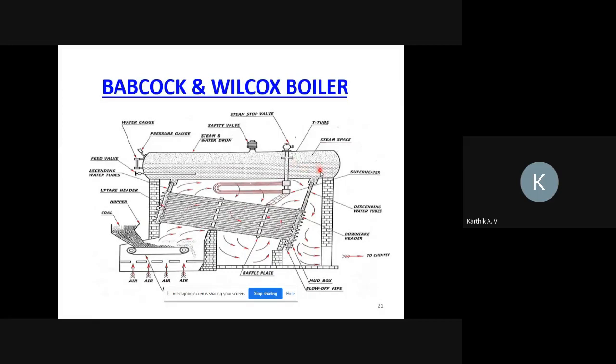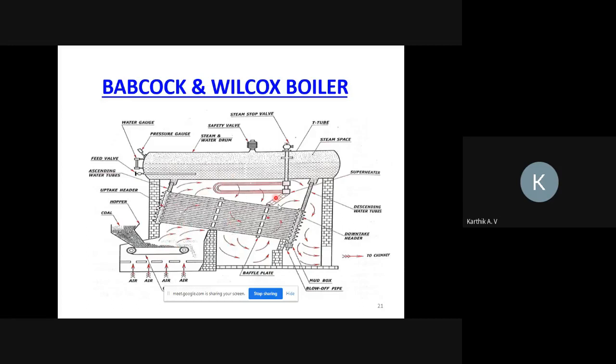Next, the blow off valve helps to remove the impurities present in the boiler drum. These are the number of tubes. The tubes are kept at an angle, maximum up to 40 degrees. Next, 50 to 70% water is placed inside the boiler drum with the help of the feed check valve. Then that water moves downward through this downtake header. Then the furnace continuously produces heat.